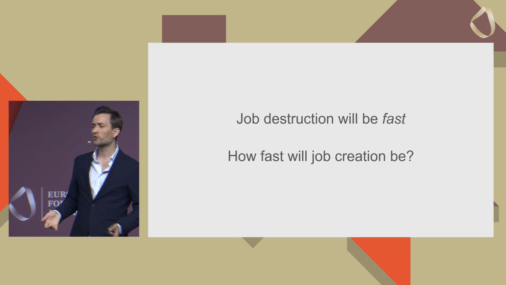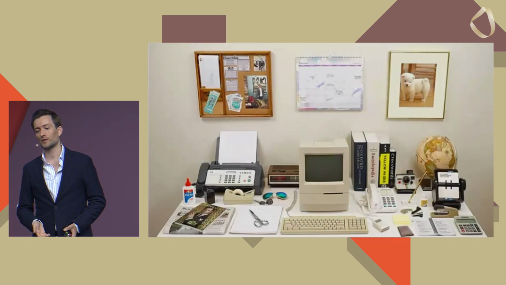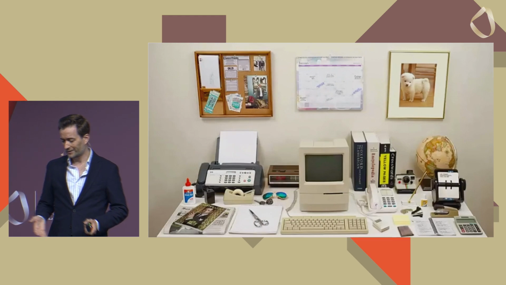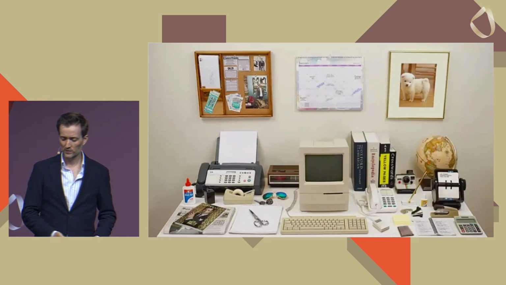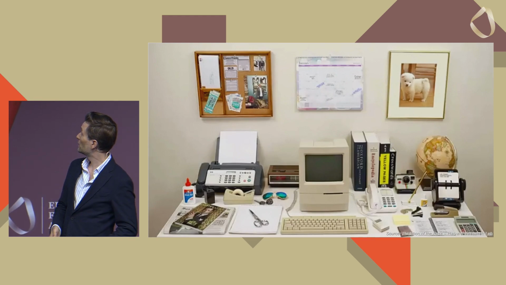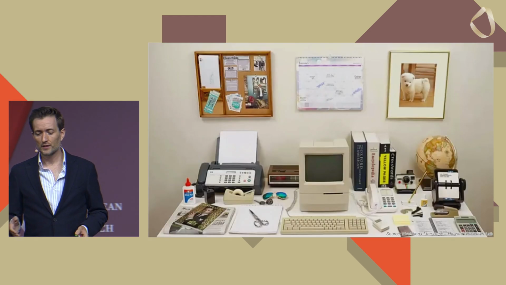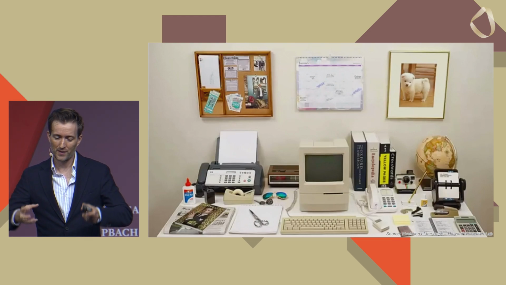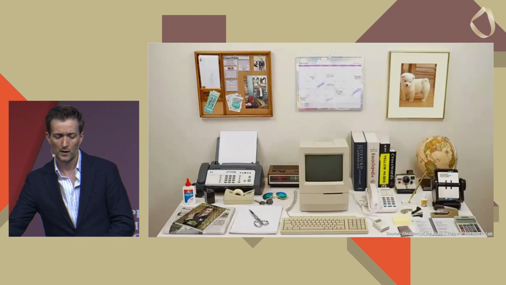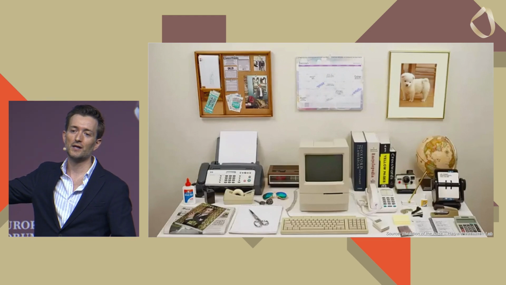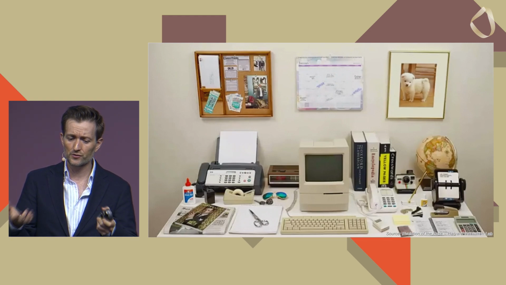How fast will job creation be? Well, not that fast because technology is very efficient, right? What does technology do? It takes a variable cost into a fixed cost. So for example, all the things that you can see here are built by physical people, and they're distributed by physical people, and they're sold by physical people. But all of these things that you can see here have been automated away into an internet technology.